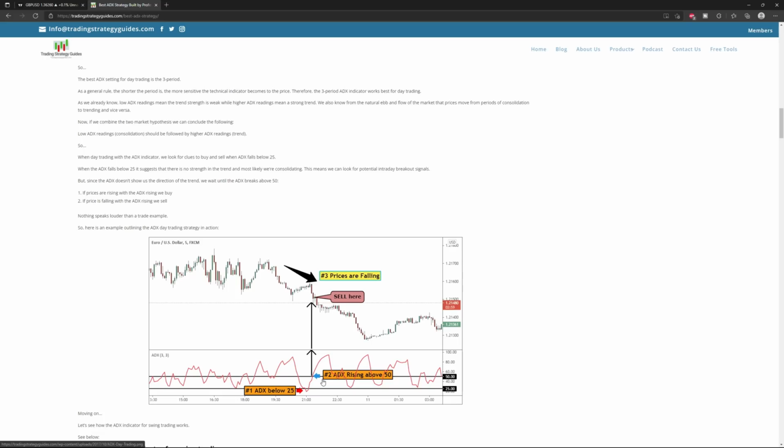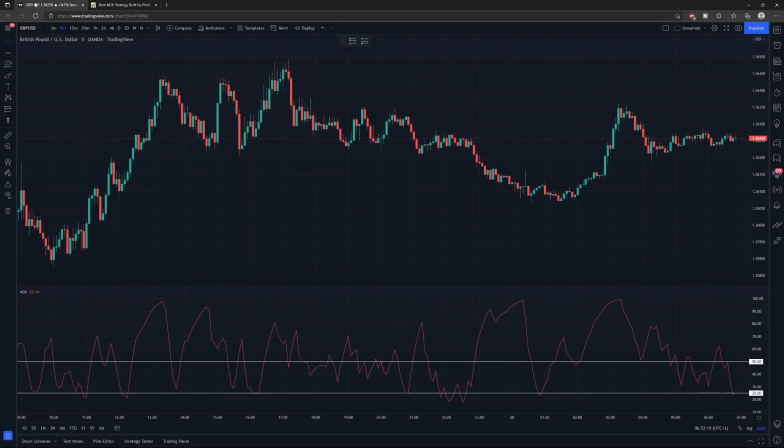And how you're going to enter the trade is based on what direction the price is moving when that breakout is happening. So if ADX rises over 50 and the price is dropping, you're going to short. If ADX is rising over 50 while price is going up, you're going to enter a long. Now, they don't provide a method of placing the stop loss or the take profit target. So let's head over to my chart where we will discuss how I'm going to be doing the stop loss and the take profit target.